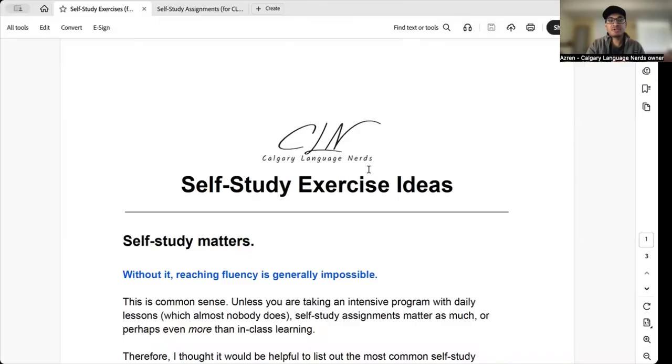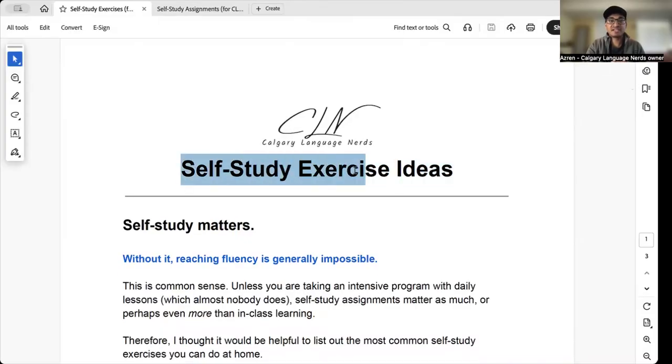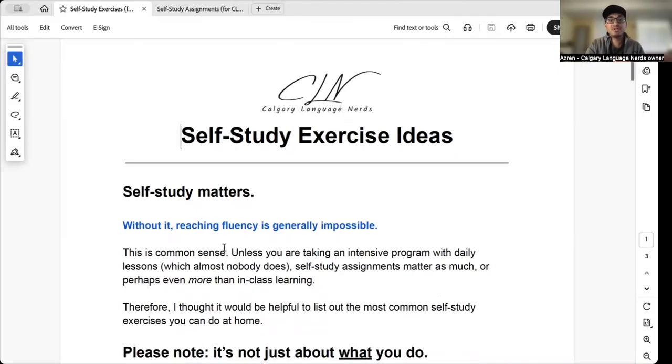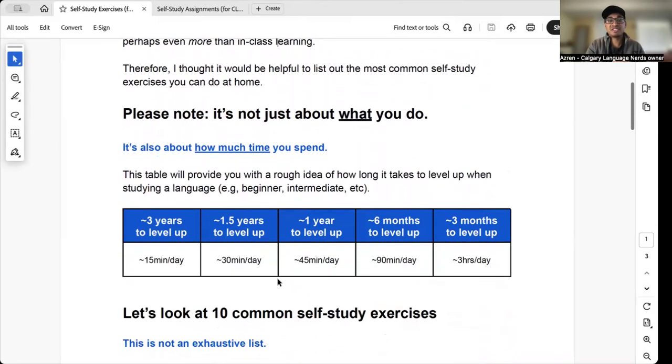So in short, yesterday we talked about different self-study exercise ideas. We talked about how they're super important because without a good idea of how to self-study, reaching fluency is generally impossible. We talked about how much time you should be spending, right? So we looked at, for example, 15 minutes a day leading to a level up in 3 years, and 3 hours a day leading to a level up in about 3 months. And of course, we have everything in between. So that's something we talked about in the masterclass yesterday as well.